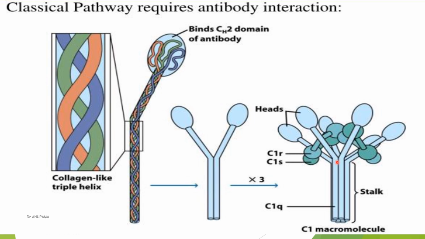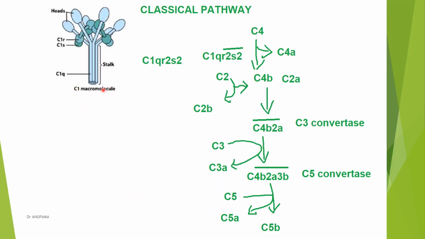C1q consists of the stalk and the head. Each in turn has a typical triple helical structure like that of collagen, and it has the site for binding to the antibody. Once this binds, conformational changes are induced in C1r followed by C1s. This is our C1 component.